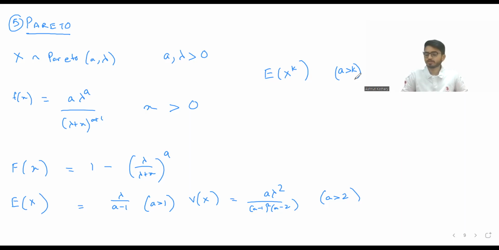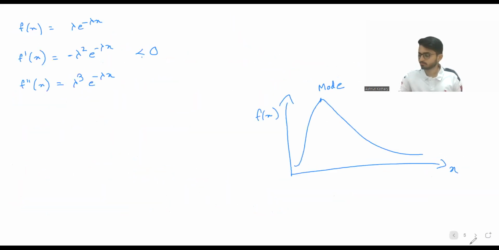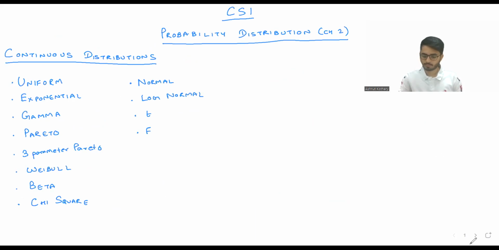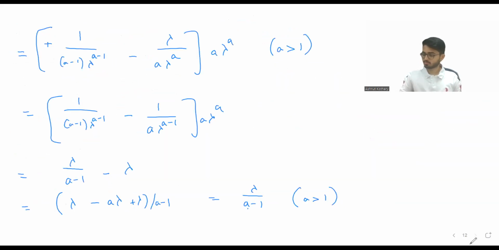So this was Pareto distribution. Next, what we will do is the Weibull distribution. Okay, we have 3-parameter Pareto as well. So let me take you all through that as well.